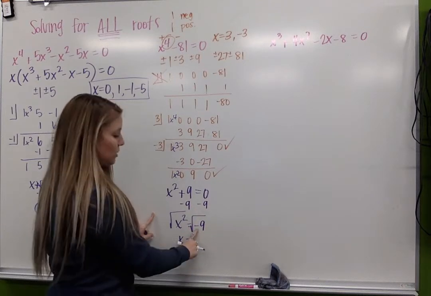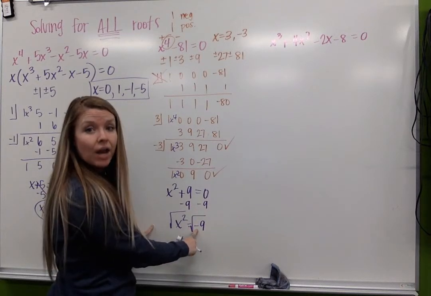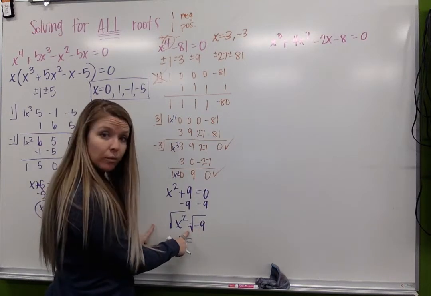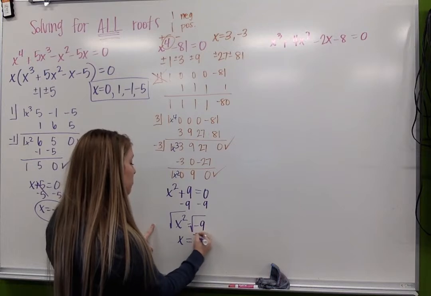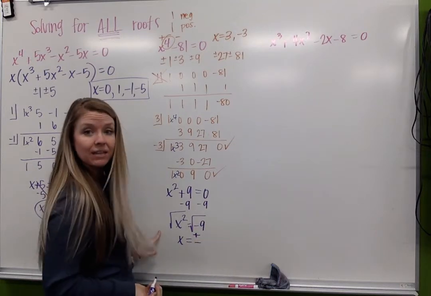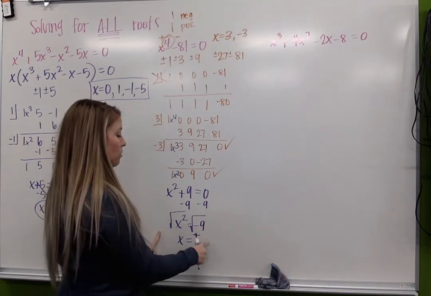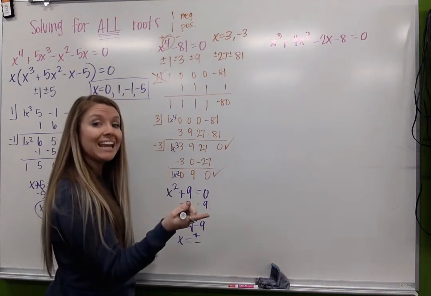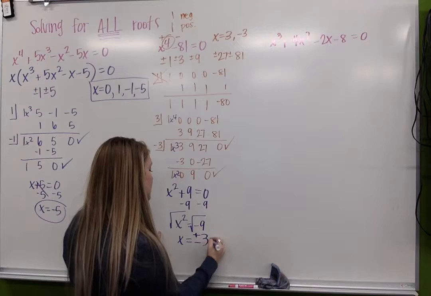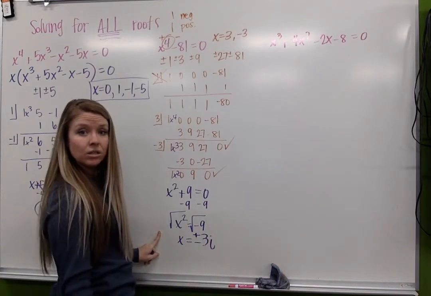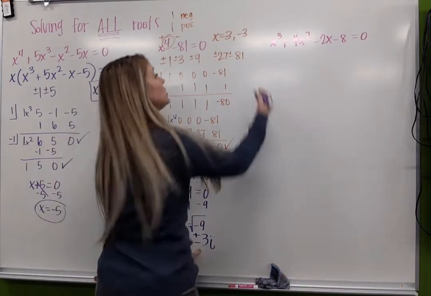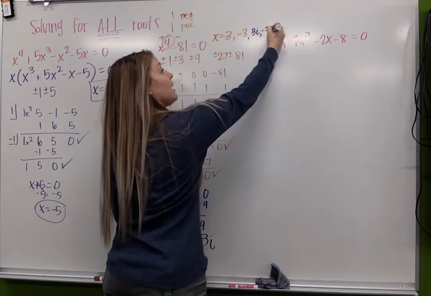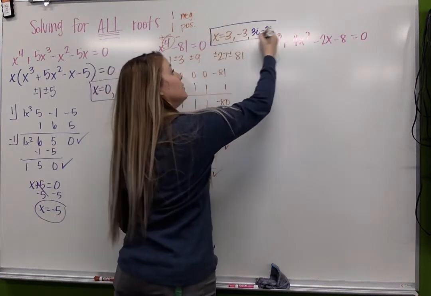X equals, if you square root a negative, that automatically becomes imaginary. Anytime you square root something, you have to take into account the positive answer and the negative answer. So the square root of 9 is 3. The square root of negative 9 is 3i. So my next 2 answers, positive 3i and negative 3i.